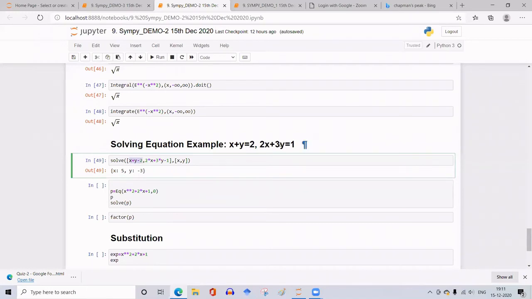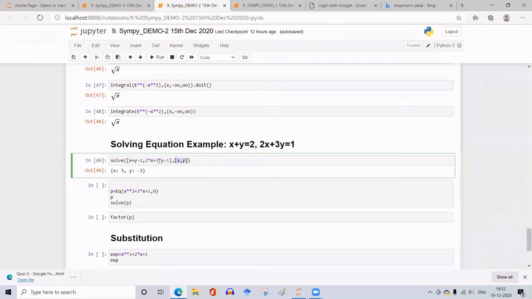Next one is 2x plus 3y minus 1 is equal to 0. So take the left hand side, 2x plus 3y minus 1. Then solve for the variables you want to solve. First you enclose the equations. It may be more than 2 also, but enclose them within square brackets, demarcating the equations by means of a comma between them. Then afterwards, comma, and then give the variables you want to solve for from those expressions.